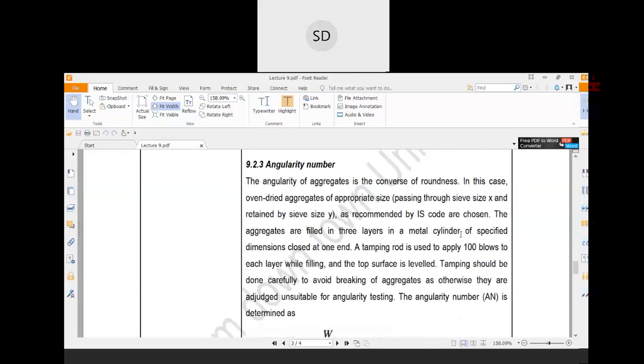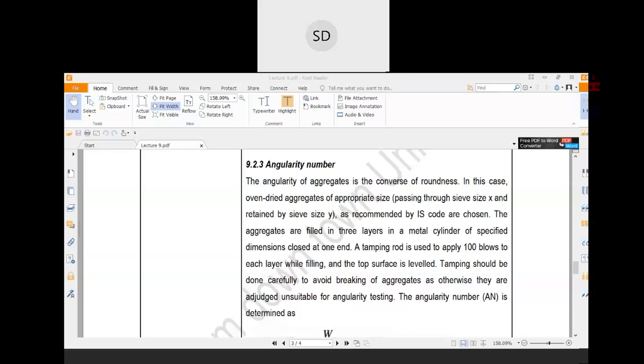Now another very important test is the angularity number test. That is very much new. So let's discuss what the angularity of aggregate is. Angularity is the converse of roundness, the opposite of the roundness of the aggregate.